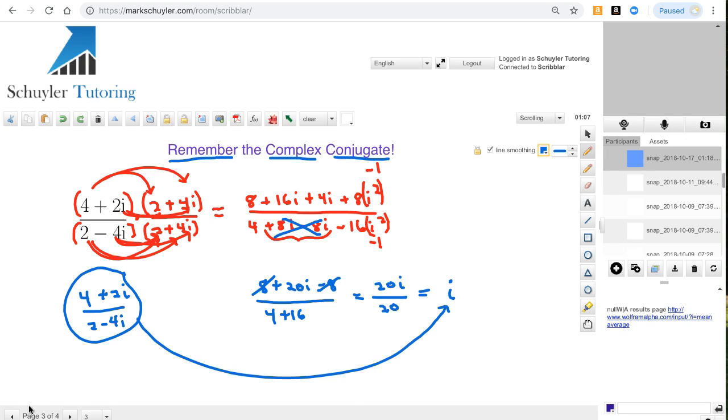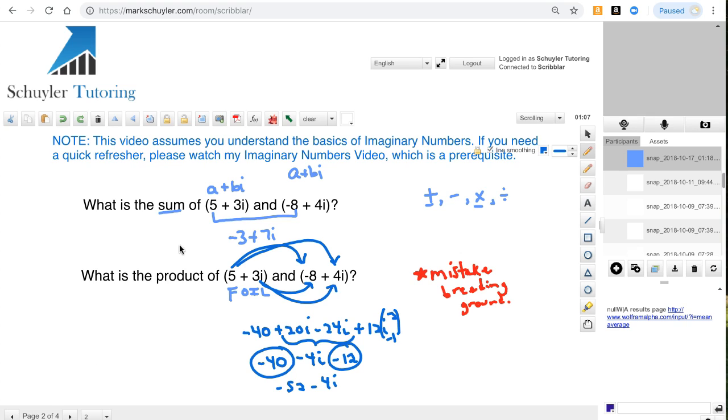So I wanted to show you that with adding and subtracting, let's go back and take a look at the previous slide. If this had been what's the difference of those, instead of adding the 5 and the -8, we would subtract the -8 from 5. Remember, if you're subtracting -8, it's really a +8. But these kinds of operations with adding and subtracting, finding the sum and difference, super easy. Just treat complex numbers like any other algebra variables and integers. We saw that product, it's a mistake breeding ground, but only because of silly foiling errors.